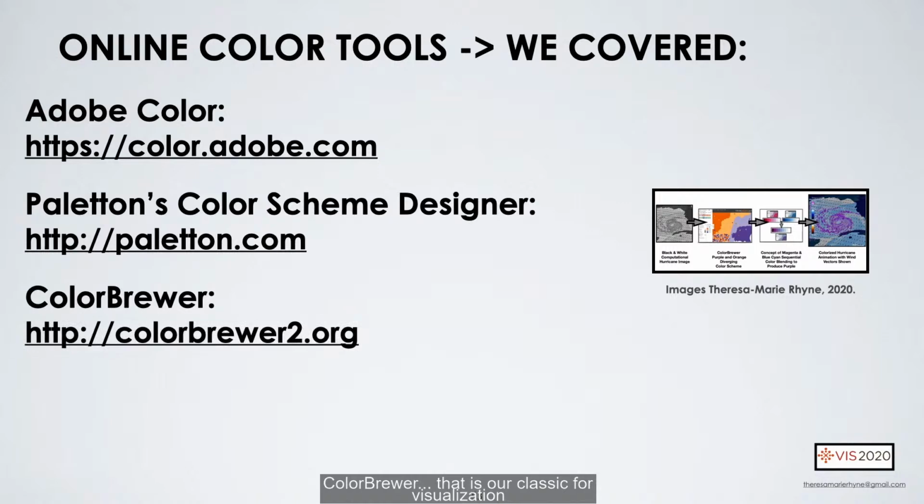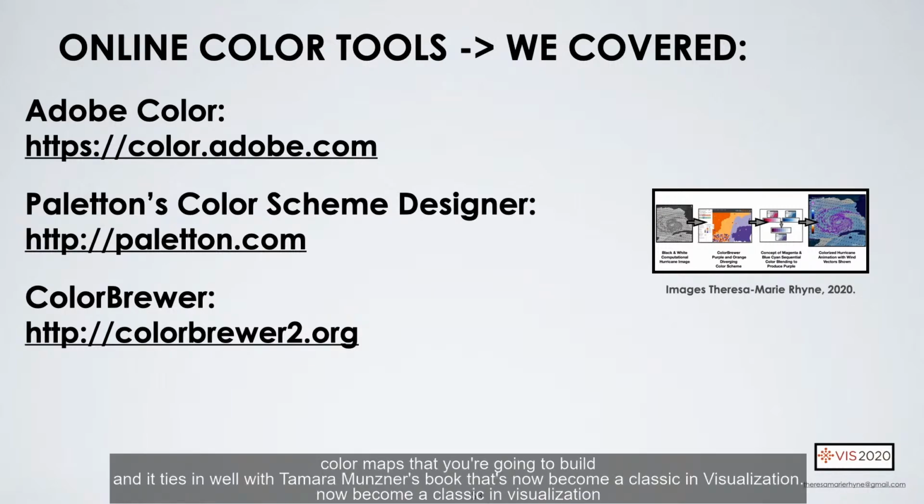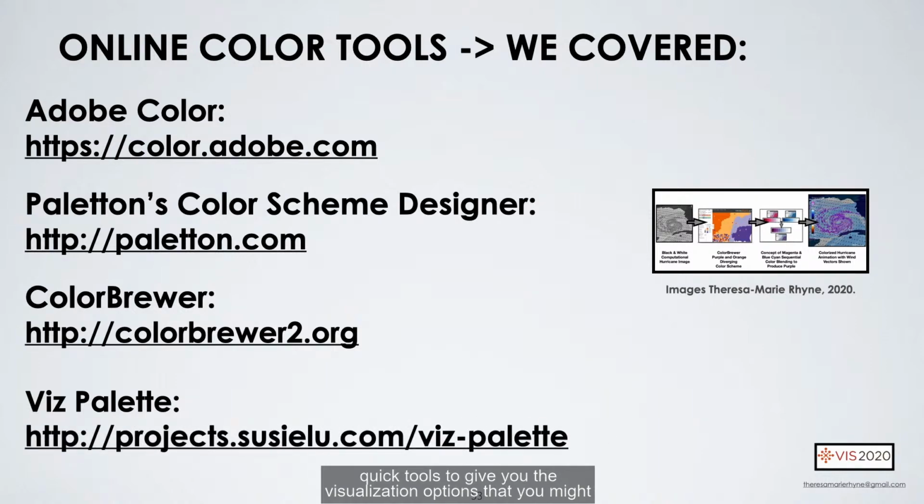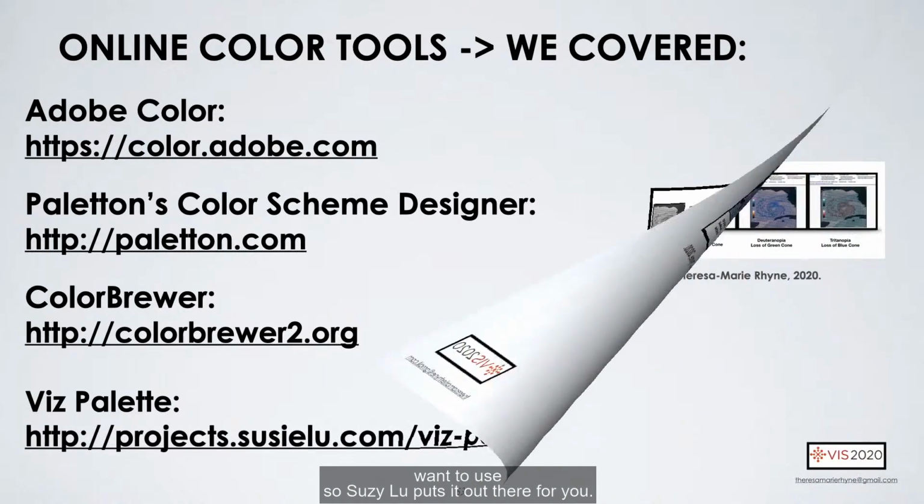ColorBrewer, that is our classic for visualization. If you're going to do visualization, it's a good idea to know how to use ColorBrewer for your sequential, diverging, and qualitative color maps that you're going to build. And it ties in well with Tamara Munzner's book that's now become a classic in visualization. Viz Palette, I've showed you how to use it. I really, really like this tool. It's publicly available, and I like the fact that they also cover color deficiency in the tool, but it gives you various quick tools to give you visualization options that you might want to use. So Susie Lu puts it out there for you.